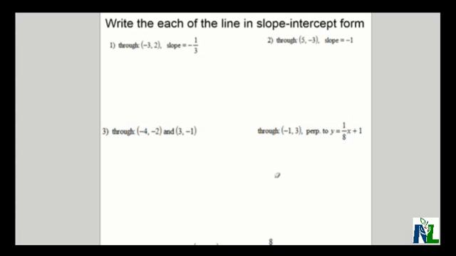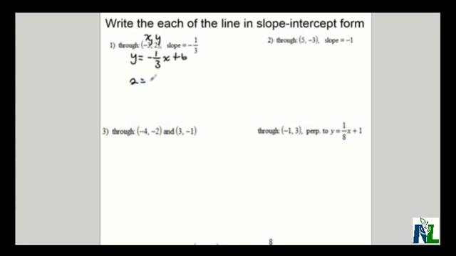We're going to write the equation of a line in slope-intercept form. In the first example, you see we have the slope, which goes in the equation for m, but we don't have the y-intercept. We have a point. We can substitute a point in for x and y. When a point is on a line, it satisfies the equation.